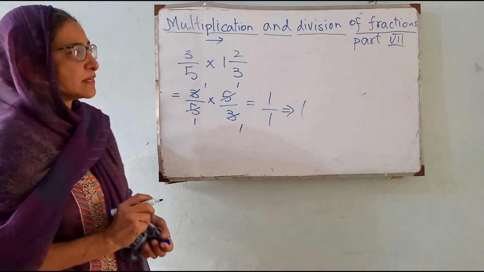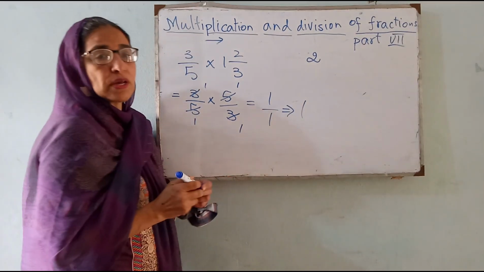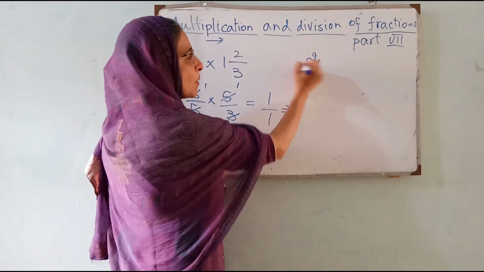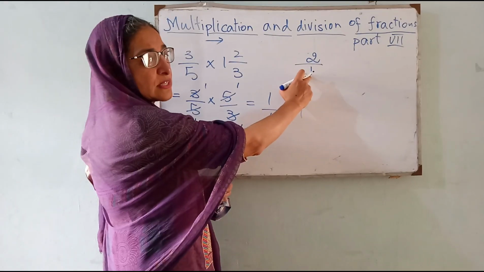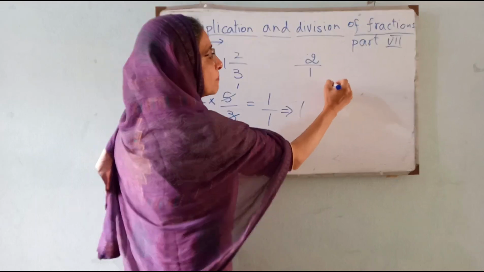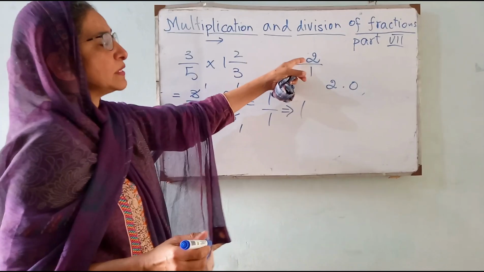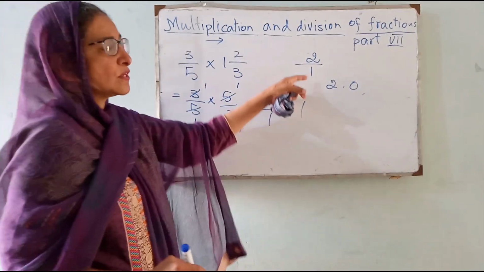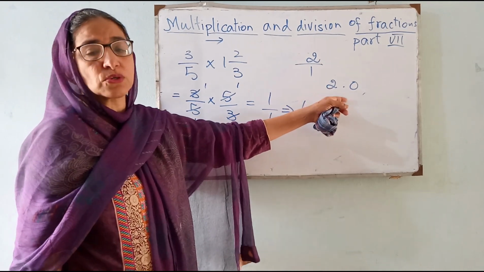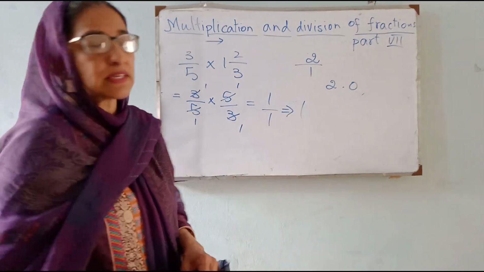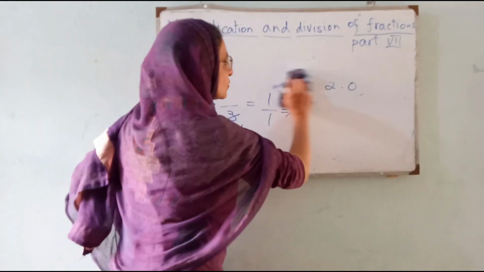Right? And one more thing I want to tell: every whole number has 1 in the denominator. If I have only a whole number, 1 is in the denominator. Every whole number has a decimal at the end. So whenever you have a whole number and you want to convert it into a fraction, you can write 1 yourself. Whenever you want to convert it into a decimal, you can write the decimal at the end. This is how we do the multiplication of fractions.